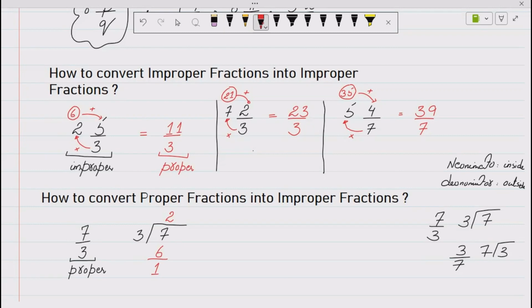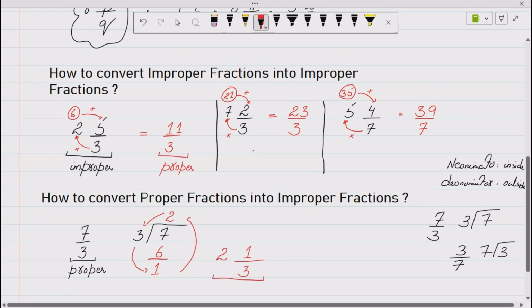Now see how we write this into an improper fraction. The way to write a proper fraction as an improper fraction is like this: just make a circle. This circle tells us that 3 comes below, 1 comes up, and 2 comes as a constant factor on the left hand side, i.e. 7 upon 3 can be written like this as an improper fraction.